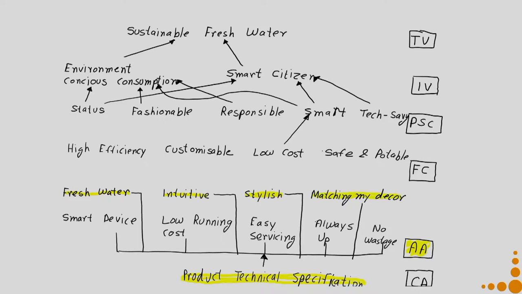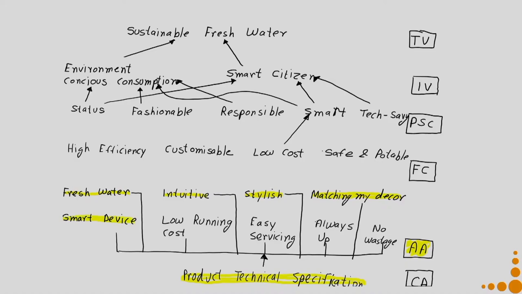Say for example, what will be a product specification to satisfy that particular requirement? It might be that I develop a modular machine whose outer covering is the thing which is visible to people and which should match with your decor, whose outer covering can be customized by people as per their requirement. So I build this custom built outer coverings. So I design my machine in a manner that that is possible. I want to have a smart device. Again, smart device over here is an abstract attribute because it does not say where its smartness lies. That will come in the product specification. Then I want to have a low running cost, easy servicing. It should be always up, which means the product never goes down. There is no downtime for the product, and there are no wastages.